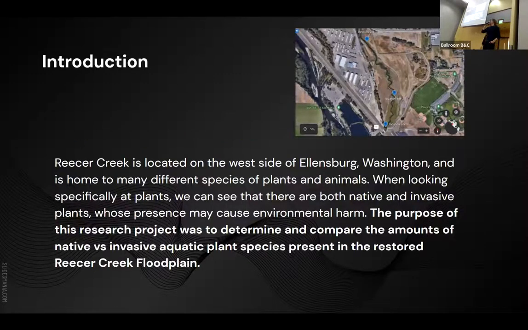For a brief introduction, Reecer Creek is located on the west side of Ellensburg. It is home to many different species of plants and animals, but when we specifically look at plants, we can see that there are both native and invasive species present. The purpose of our research is to determine and compare the amounts of invasive versus native aquatic plant species present in the restored Reecer Creek floodplain area.